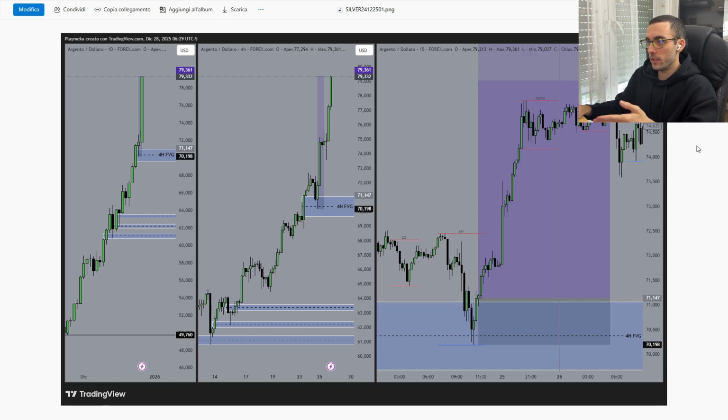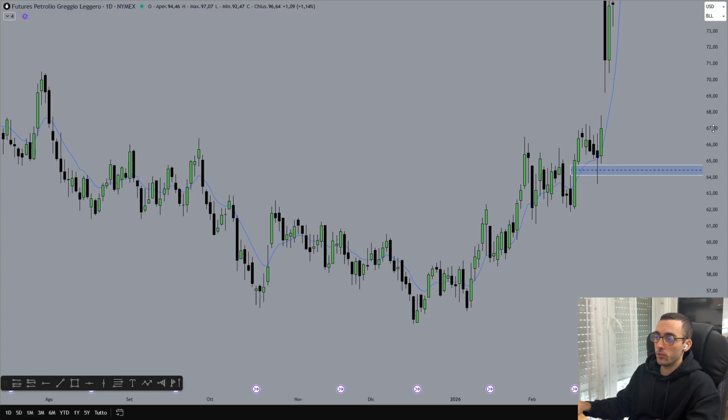So as you can see, this is an old trade of mine on silver, and price was clearly bullish. It retraced into this 4-hour fair value gap. And on the 15-minute, you can see how price closed above the previous candle's high. I placed the stop loss right below the low, and then I aimed for all-time highs, but then I closed it at 4R because I think this was the trade that allowed me to get funded on the other account I had.